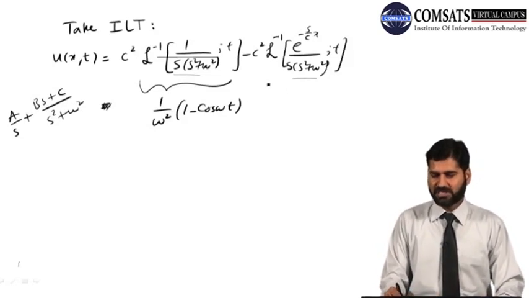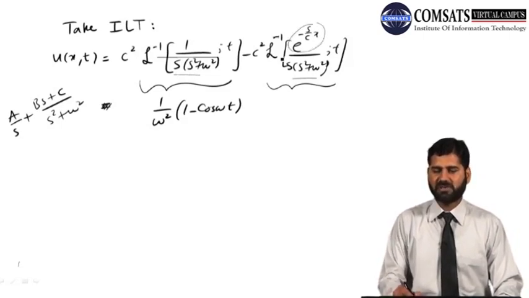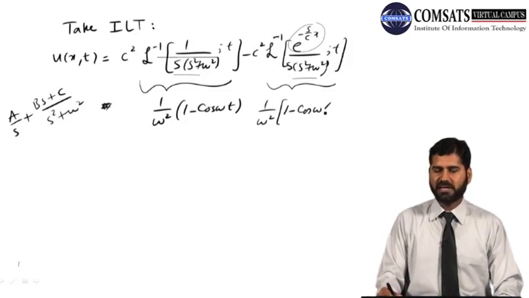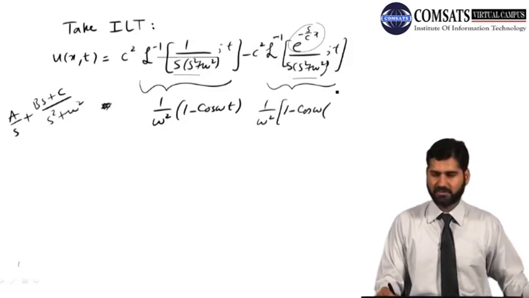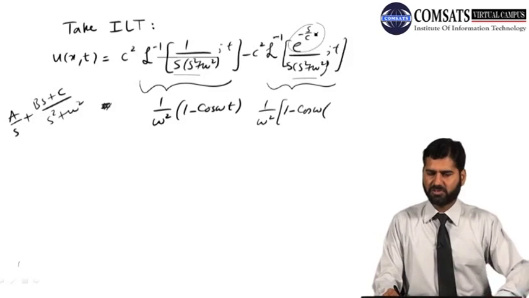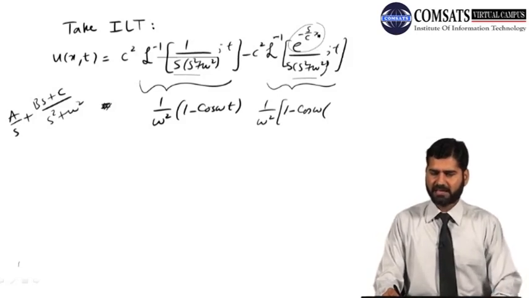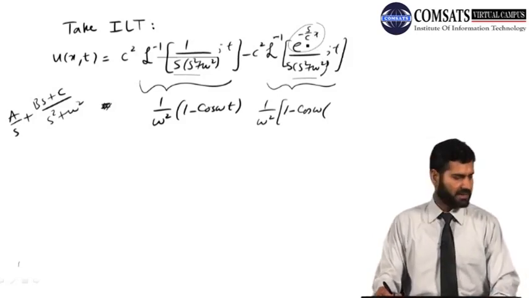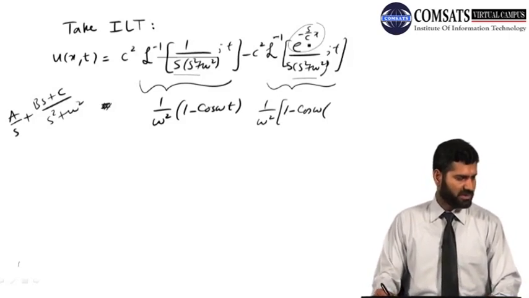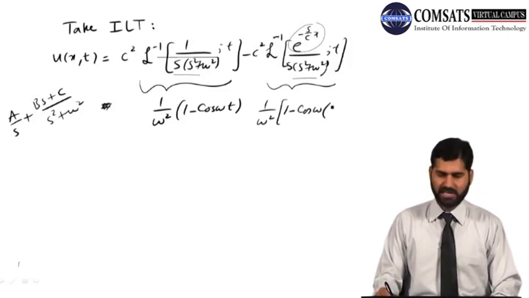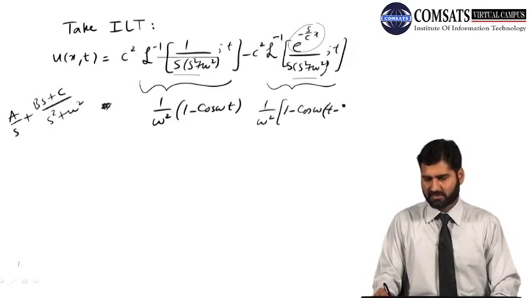And this is the only shifting. You see, 1 over s square plus omega square is the same thing. By multiplying by this exponential, you will just shift the origin. So the Laplace inverse of this will be 1 over omega square again, but you will shift the origin. 1 minus cosine omega t will be shifted, because you are multiplying this by e to the minus s x by c, right? So this will change your t to t minus x by c.